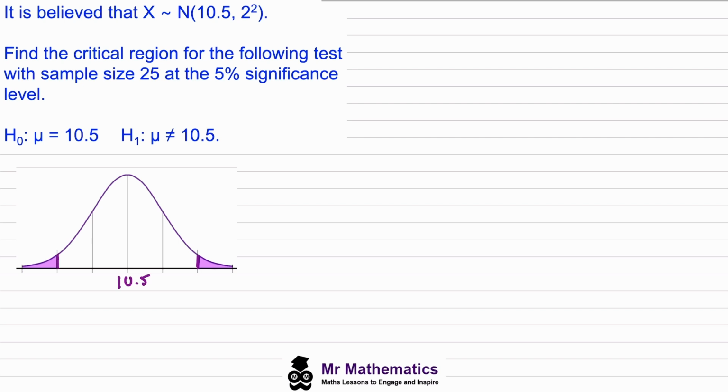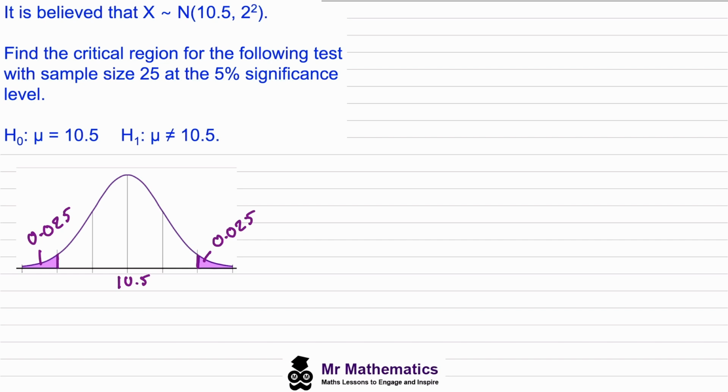And because we're told that it has a 5% level of significance, each region would have an area of half of that. So this will be 0.025, and this will be 0.025. And what we want to find is the value of the sample mean at this point and at this point.